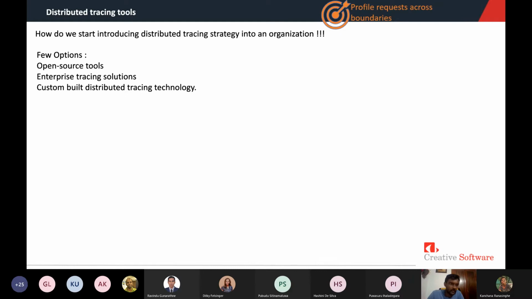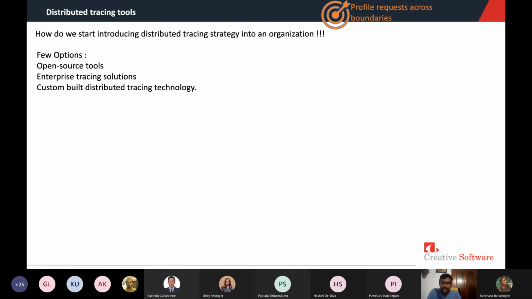Going forward, we can see, if you want to implement a distributed tracing setup after hearing my talk, for example, where do you start and how do you start? What are the options that are available?